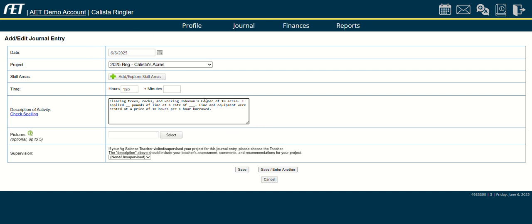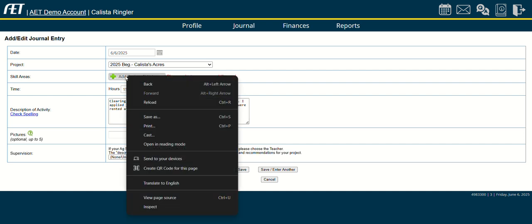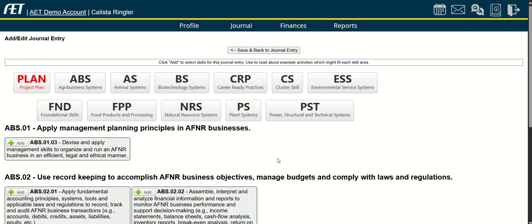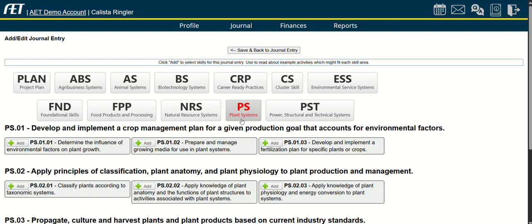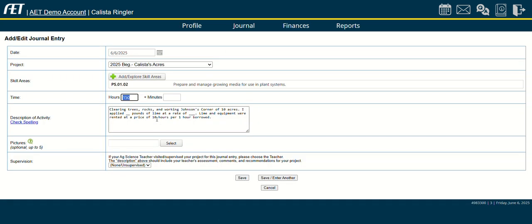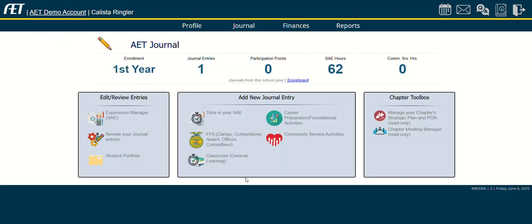Okay, I was responsible for clearing out that land, fixing it up, getting it worked. Dad let me borrow some equipment and lime to prepare it for seeding. It took me 150 hours to get it to where I wanted it to be, and that is what is going to allow me to use the facilities. So again, this was for plant systems, and I was preparing and managing growing media. So I have a skill, I have a date, I have an experience, I have my hours, and I explain my hours. I'll go ahead and hit save.